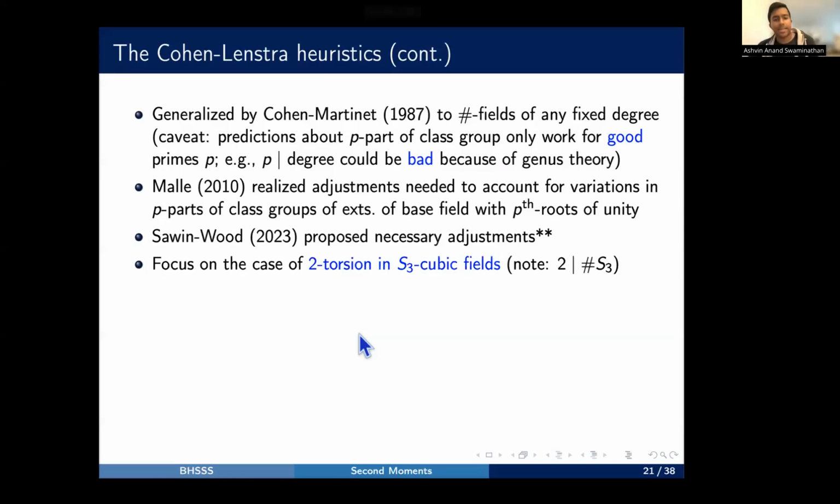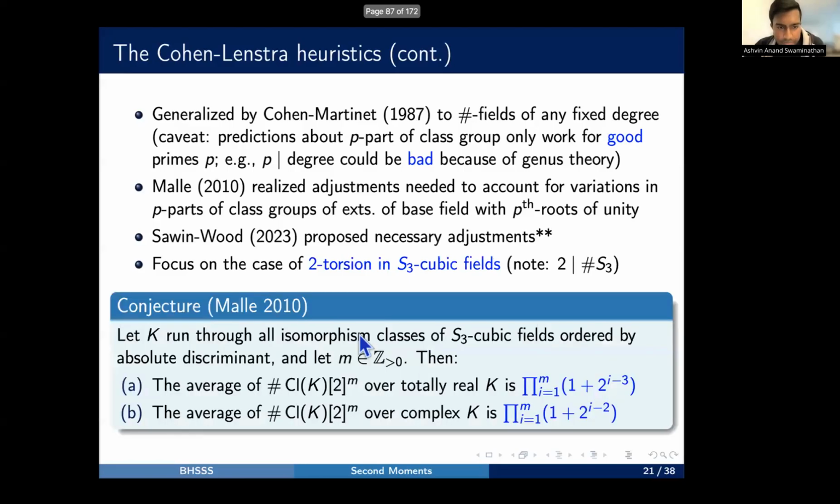And I say that because in this talk, we're going to be interested in two torsion and class groups of S3 cubic fields. Here, 2 does divide the order of S3. So the Cohen-Lenstra heuristics don't immediately apply, but something like that should. Okay, so in this context, Malle makes the following precise conjecture.